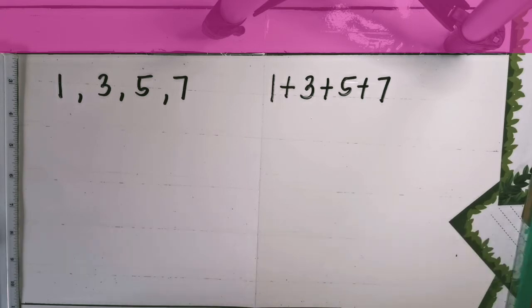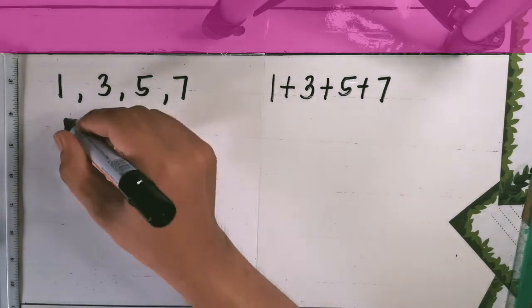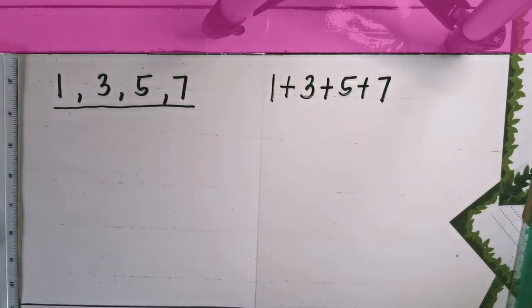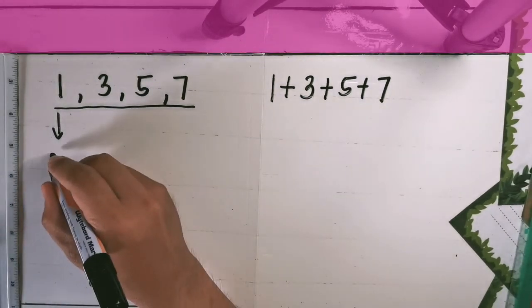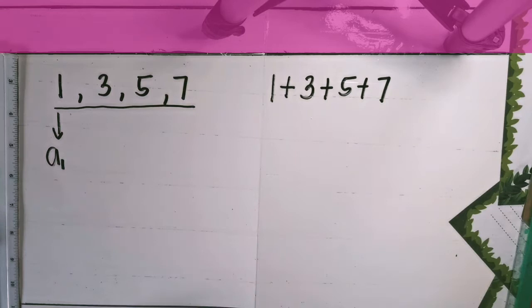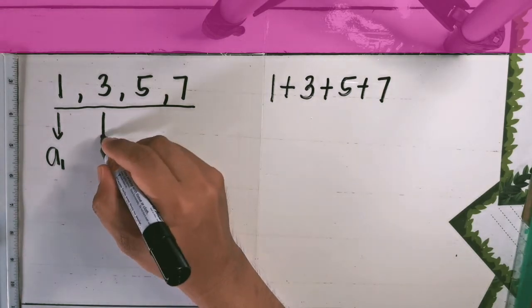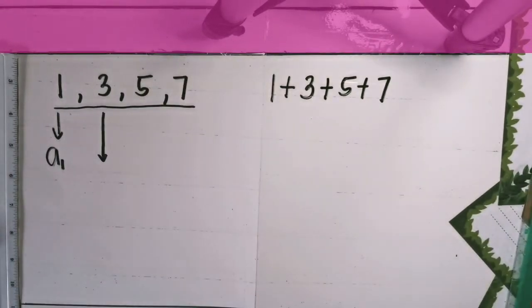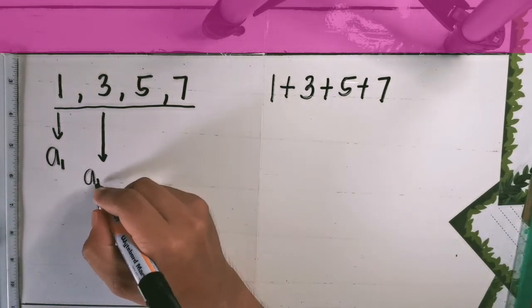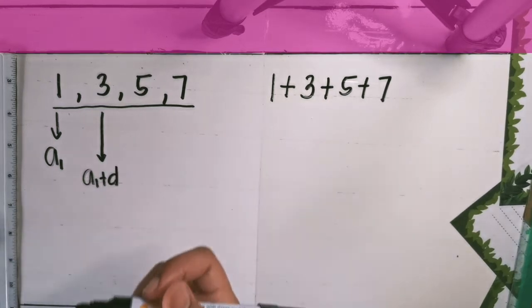So how are we going to illustrate that? Let's use this given sequence 1, 3, 5, and 7. Let us illustrate this using the first term. Alam naman natin, ang first term ay dinedesignate natin as a sub 1. Now, paano natin i-illustrate yung second term gamit ang a sub 1? Alam naman natin, para makuha yung 3, nag-a-add tayo ng common difference. So, a sub 1 plus the common difference.